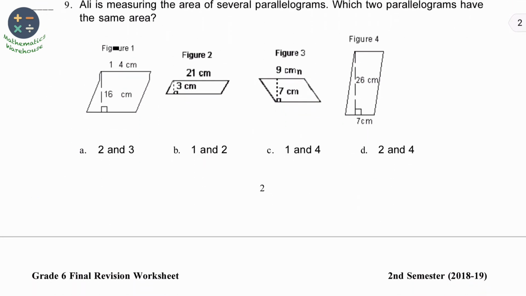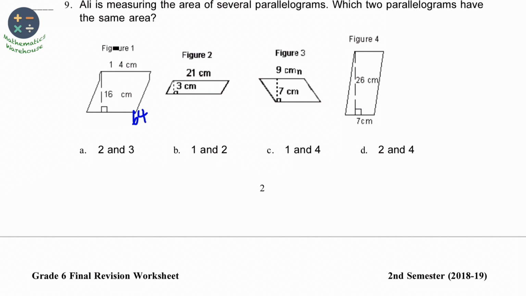Next question. Ali is measuring the area of several parallelograms. Which two parallelograms have the same area? So we have to calculate the area of each parallelogram. First one would be 4 times 16. Figure 1: 4 times 16 equals 64.